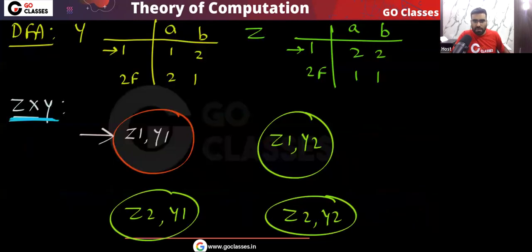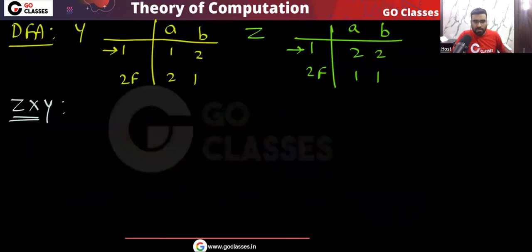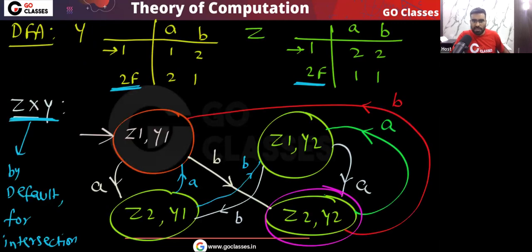So tell me, P is the initial state, R is the final state. Now let me know what is P here. So P is Z1, Y1, correct? Remember, P is Z1, Y1. And what is your R? R is Z2, Y2. So P is Z1, Y1, R is Z2, Y2.